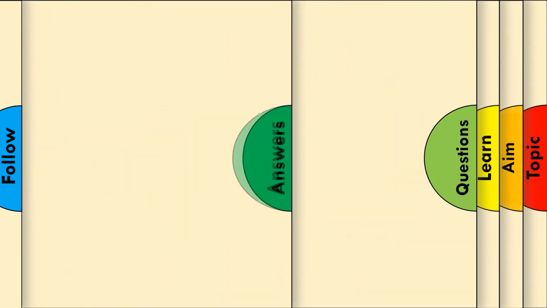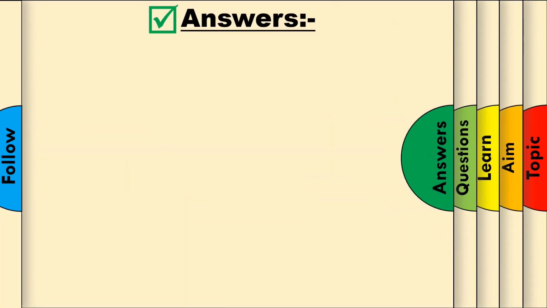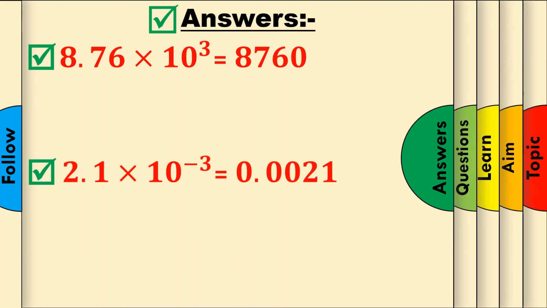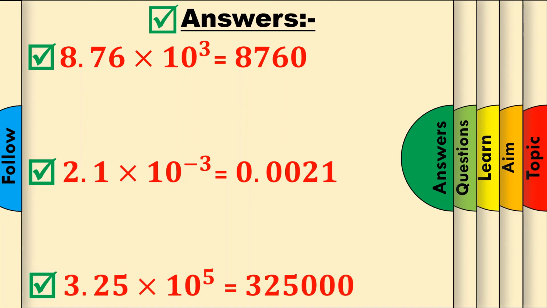Nice job! Round 2. Answers. Using the simple method we learned earlier, 8.76 times 10 to the power of 3 equals 8,760 as an ordinary number. Like so, 2.1 times 10 to the power of minus 3 equals 0.0021, and 3.25 times 10 to the power of 5 equals 325,000.